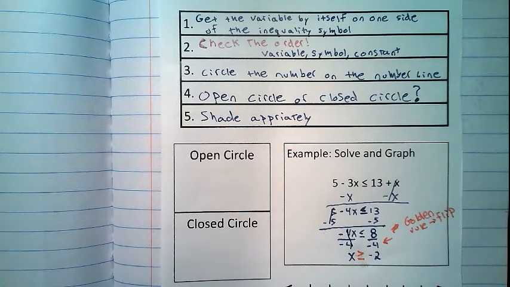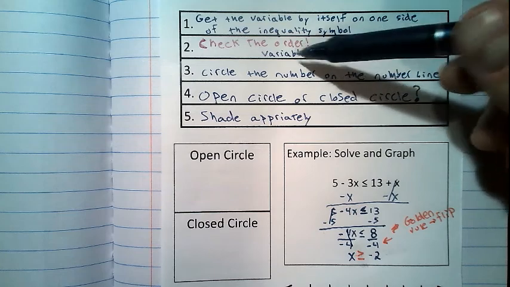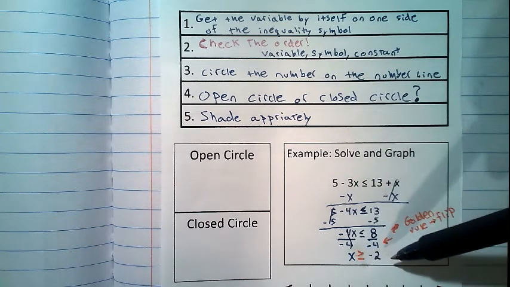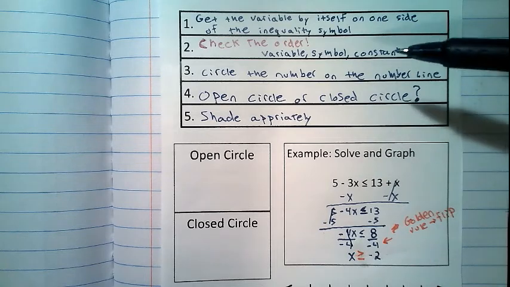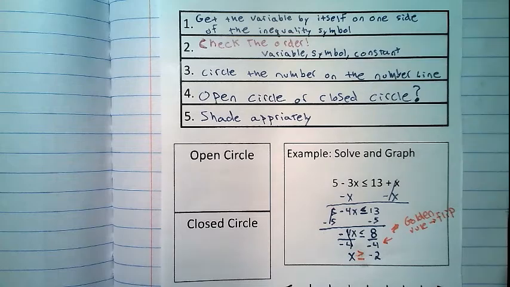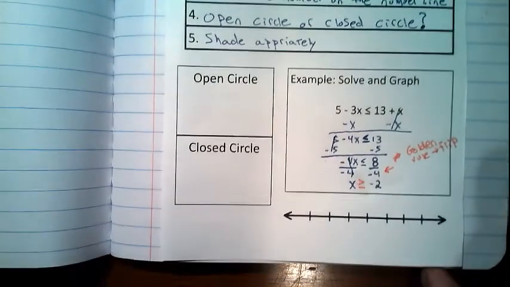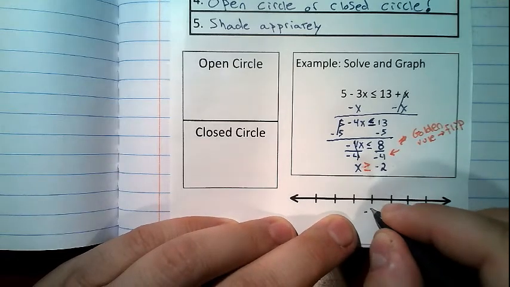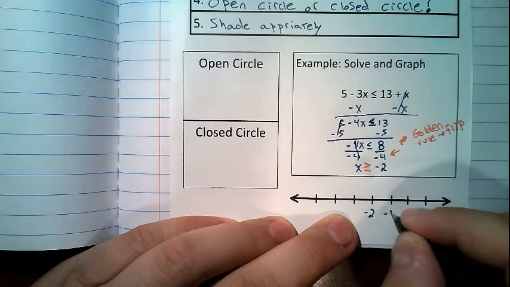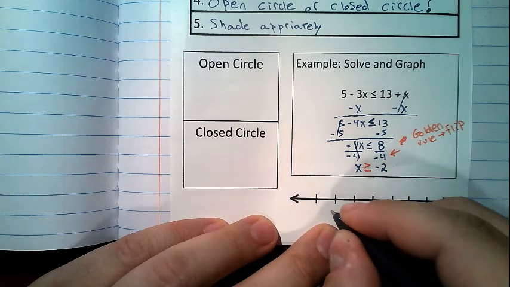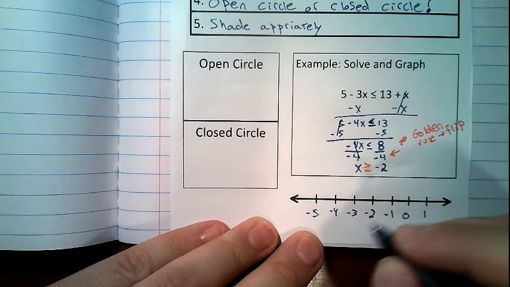Now after I've gotten x by itself, I'm going to check the order. So does it go variable, symbol, constant? Variable, symbol, constant. It does, so I'm all set there. Now I want to circle the number on the number line. So I know we're talking about -2, so I'm going to put -2 in here. And to finish out the number line, -3, -4, -5.